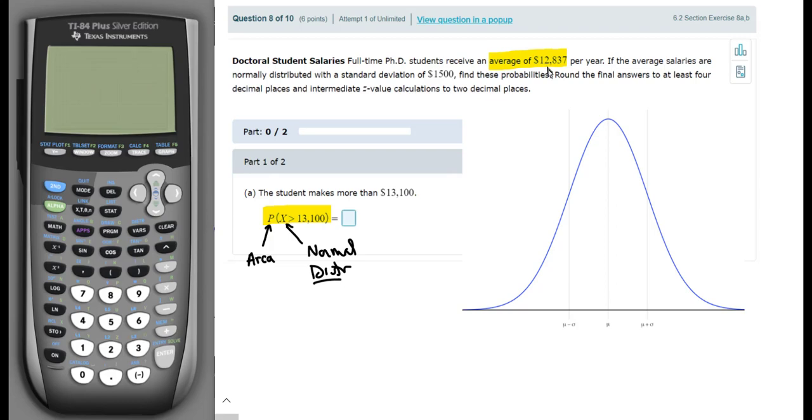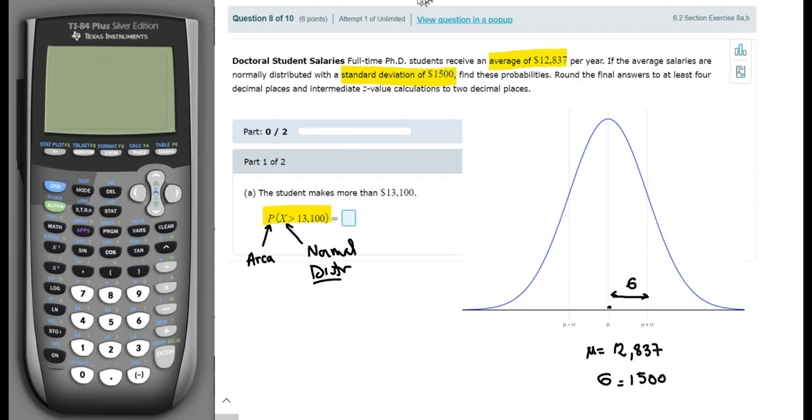Now reading through the problem, we need the mean, which is given by the name average, equal to 12,837, and we need the standard deviation, which is 1500. So we can go to the graph. The middle here will be your mean, which equals 12,837. Now the standard deviation is technically the distance from here to here. That's the sigma, and sigma equals 1500.